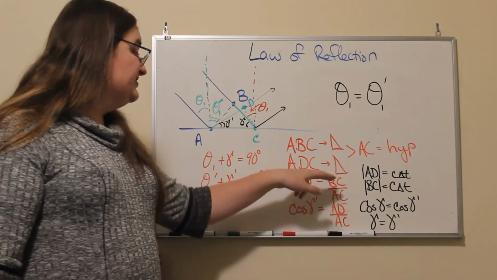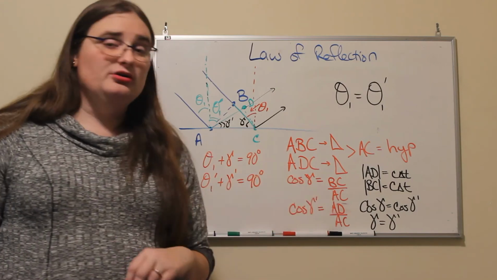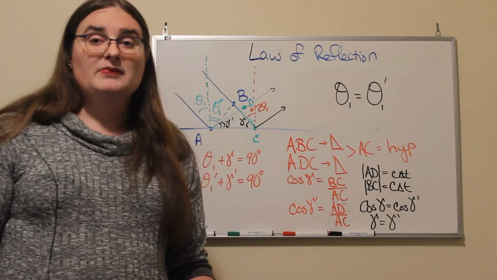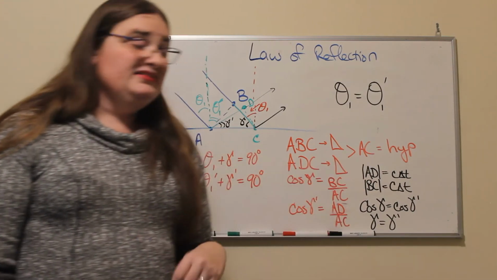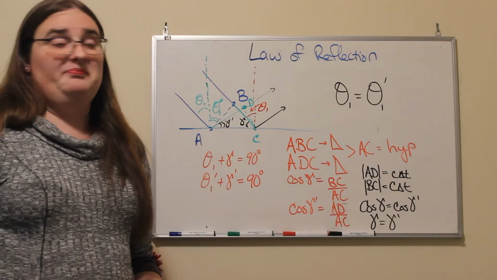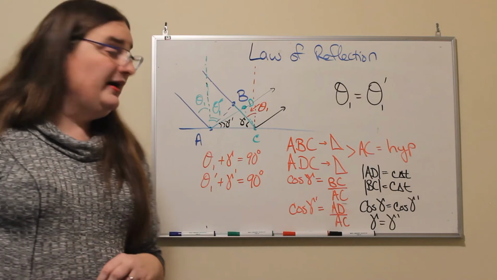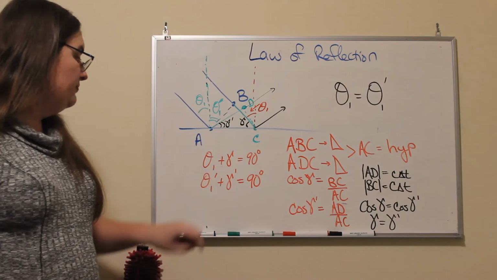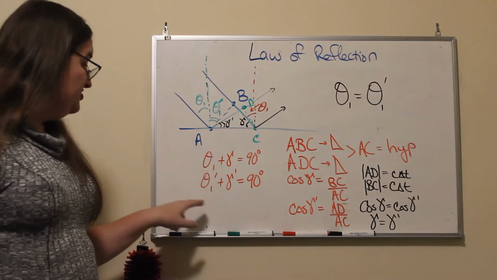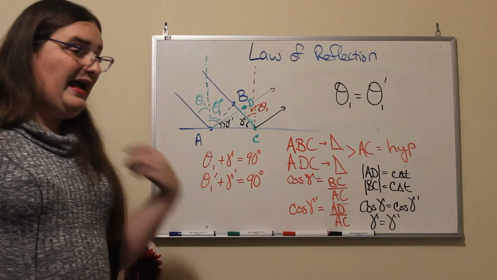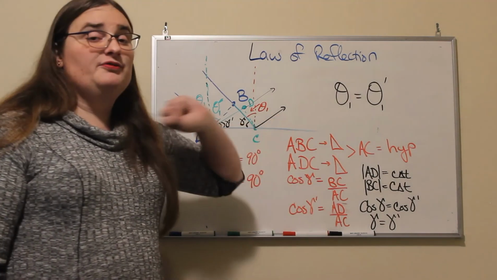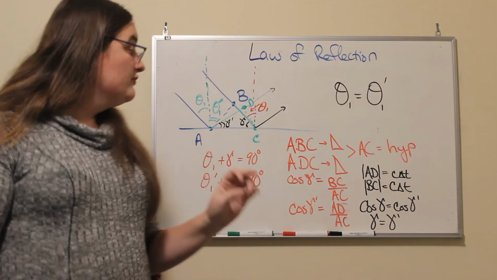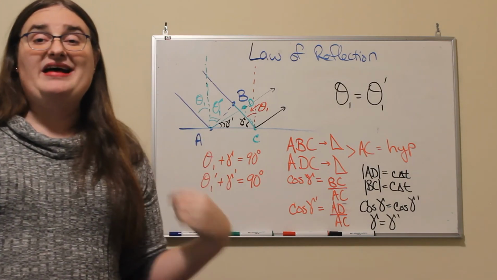And since AC is the same side for both of those triangles, that means that the cosine of gamma has to equal the cosine of gamma prime. That also means that gamma has to equal gamma prime. And if gamma equals gamma prime, then theta 1 plus gamma has to equal theta 1 prime plus gamma, which means that theta 1 has to equal theta 1 prime. The law of reflection: the angle of incidence is always equal to the angle of reflection from the normal of the mirror where that light ray strikes.